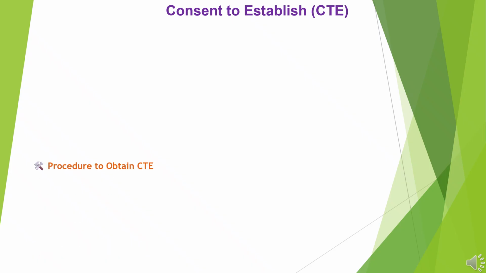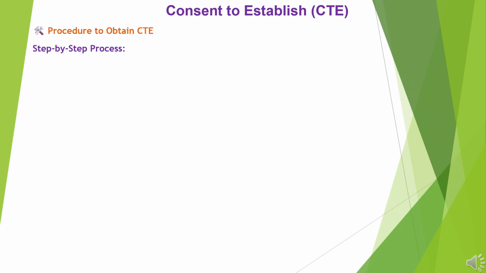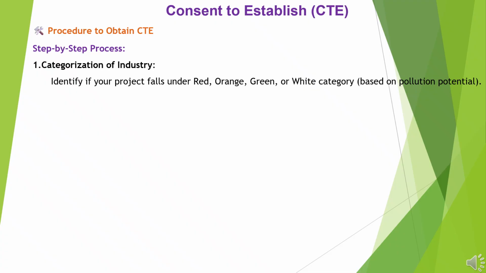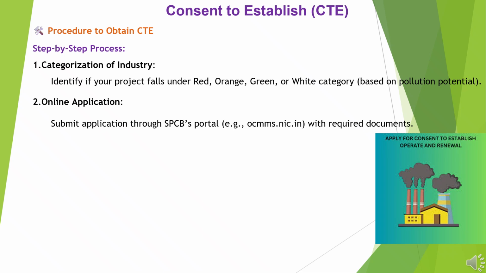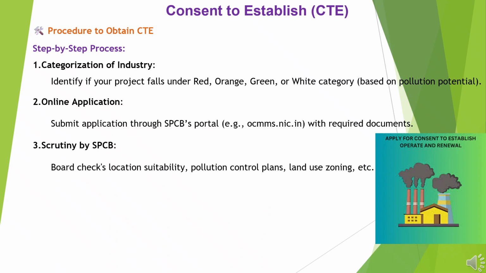Procedure to obtain CTE. Step-by-step process. Categorization of industry: identify if your project falls under red, orange, green, or white category, based on pollution potential. Online application: submit application through SPCB's portal, e.g. ocmms.nic.in, with required documents.